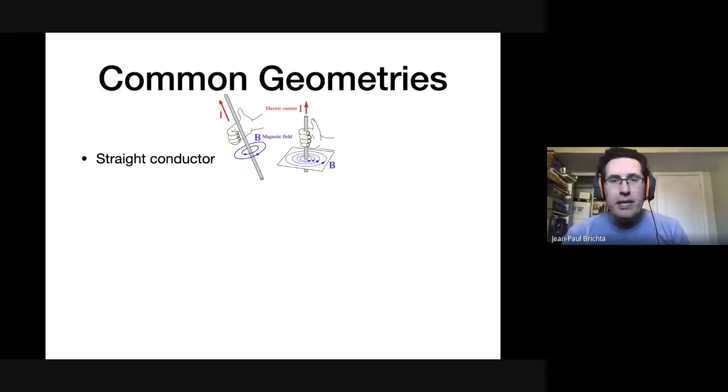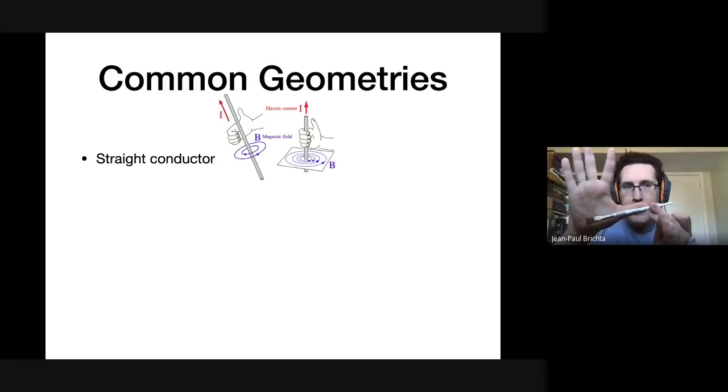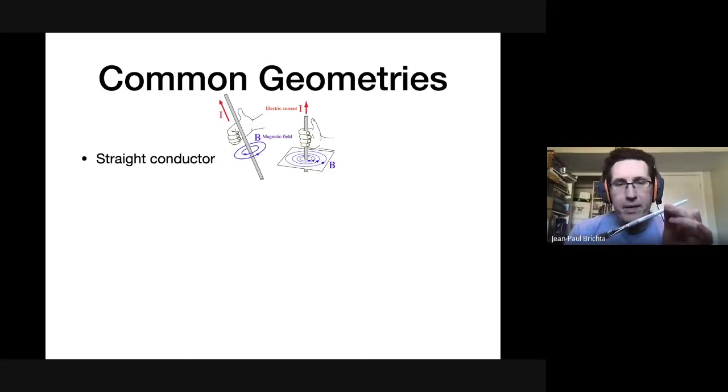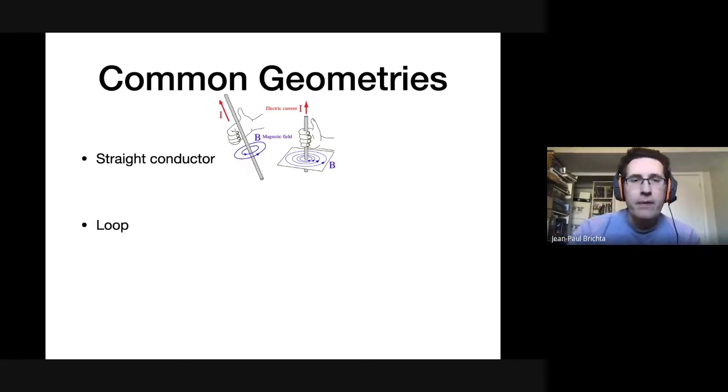So in this case, if this were my wire, my straight conductor, and I had the current going this way, then I'm going to take my right hand and point my thumb in the direction of the current, just like that, okay? And then my fingers will curl around the brush like this, and that will tell me the direction of the magnetic field. So it doesn't really matter which way I orient the wire. Always my thumb goes in the direction of the current and my fingers curl around just like that.